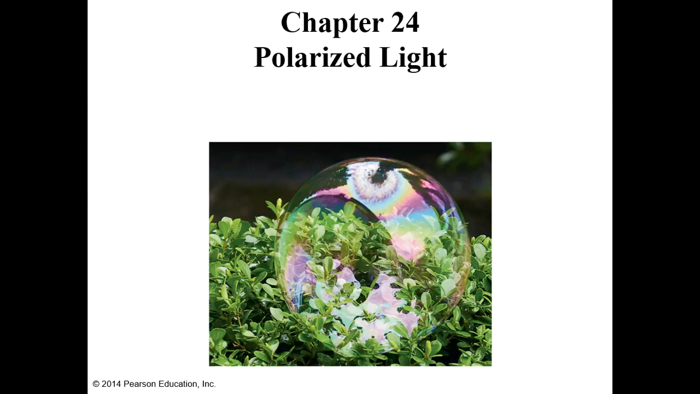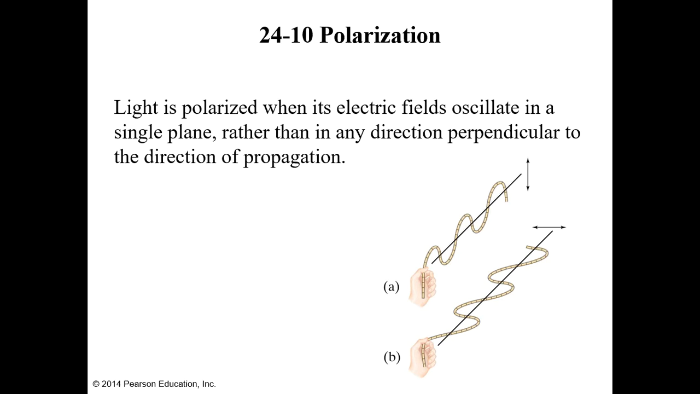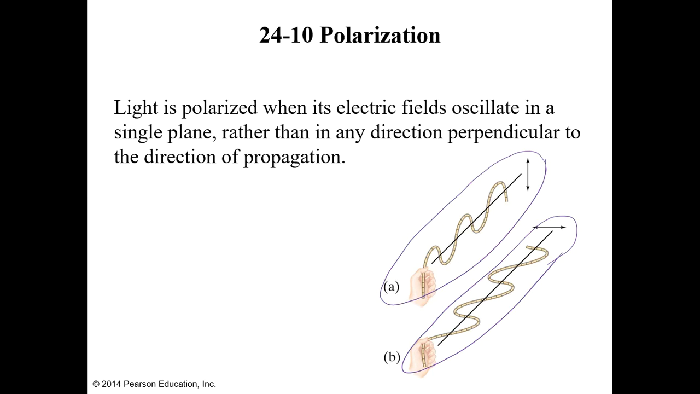In this video, we're going to start talking about polarized light. Now, when you have a light wave, remember that a light wave is a combination of electric and magnetic fields. Well, we've always drawn the electric fields as if they were vertically oriented, kind of like this. But that's not always the case. Sometimes the electric fields might be oriented horizontally like this, or maybe at some angle in between.